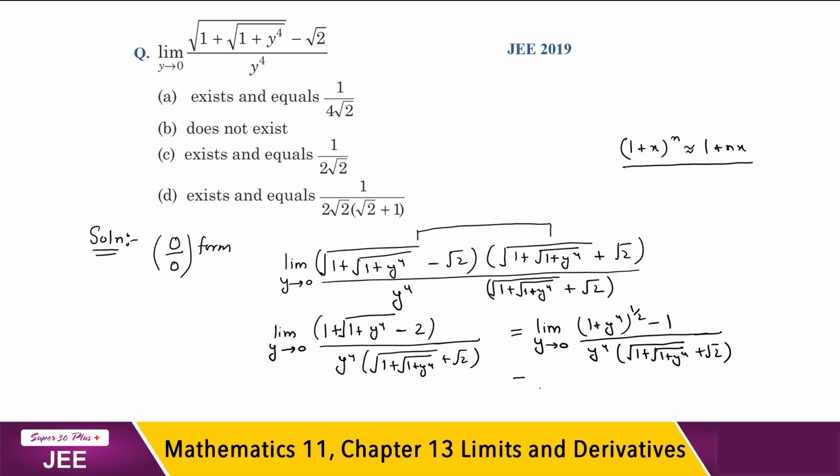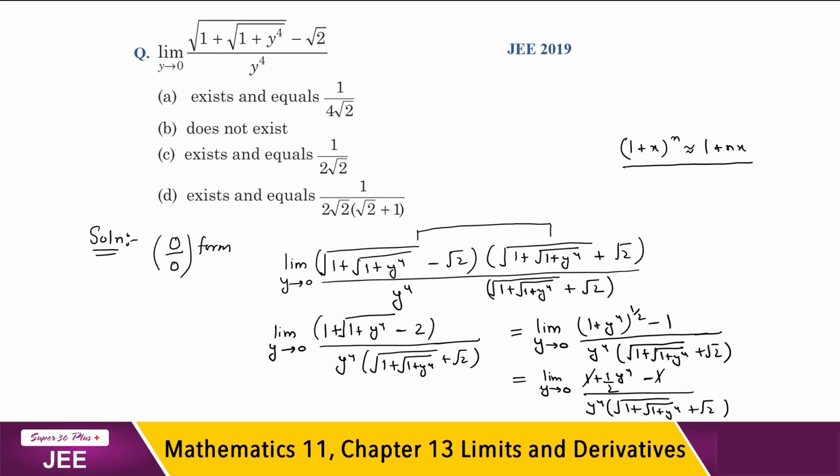So now we can write numerator as limit y tends to 0, 1 plus y raised to the power 4 multiplied by 1 by 2. This gets multiplied with this term minus 1 divided by y raised to the power 4 and under root of 1 plus root over 1 plus y raised to the power 4 plus root 2. And now I think we are done with the problem.